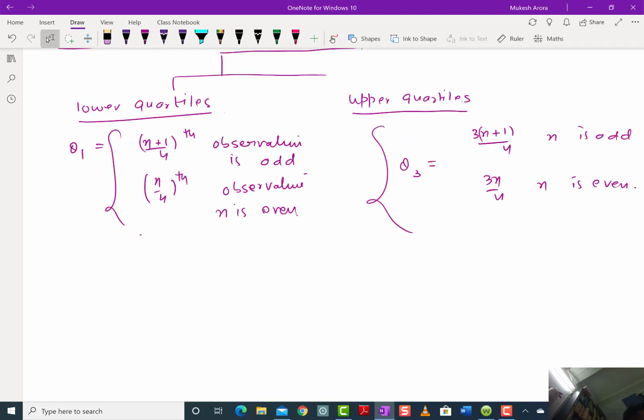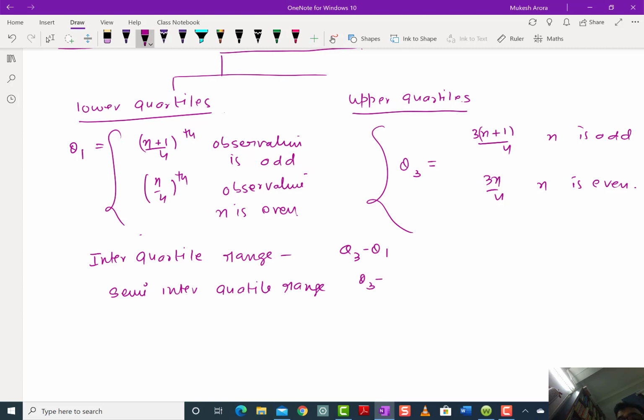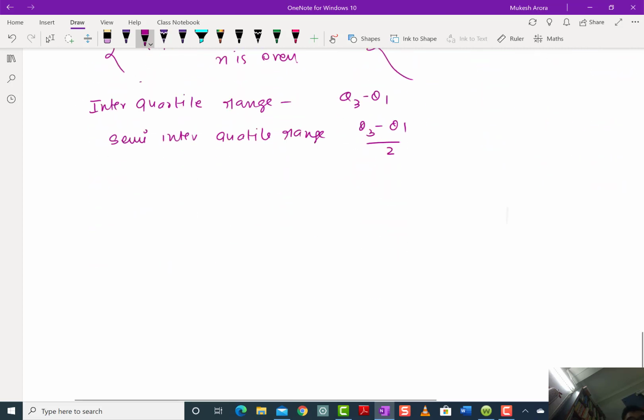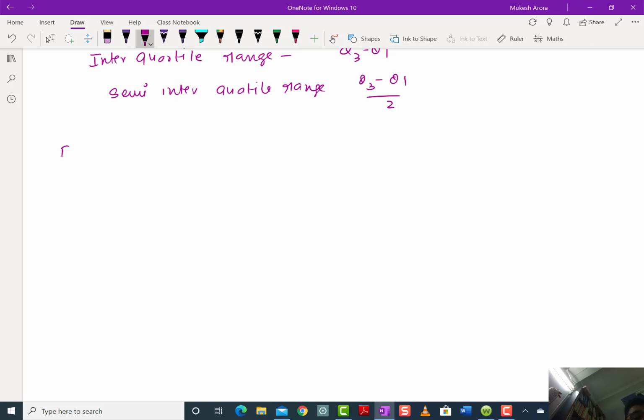And then it is the interquartile range. Interquartile range is Q3 minus Q1. Then it is the semi-interquartile range, that is (Q3 minus Q1) by 2. So do the sums. It's like the median only.